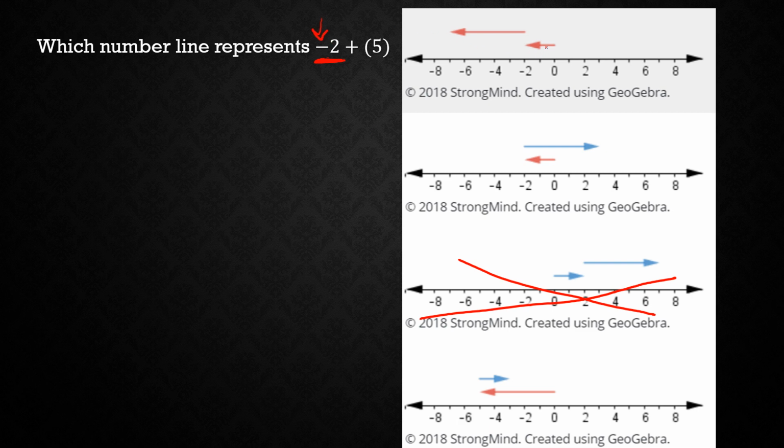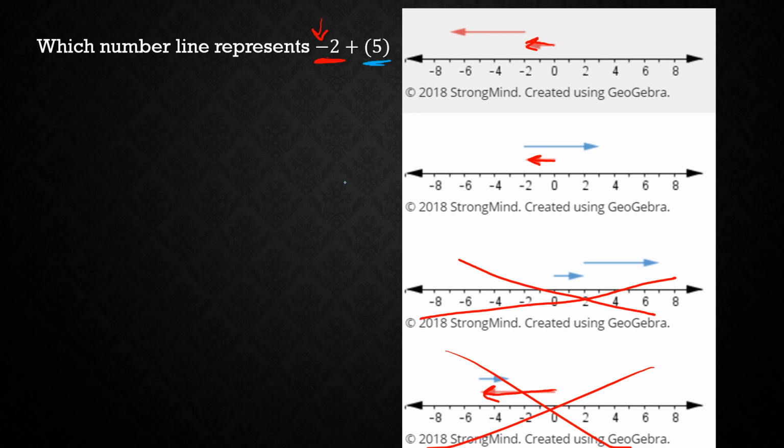So looks like this top one is good. It starts at 0 and it goes back 2. This second one is also good. It starts at 0 and goes back 2. This bottom one, however, starts at 0 and goes all the way back to -5. That's not what we want. We want to have a -2. Now we're looking at these two up here. Our next number is a +5.